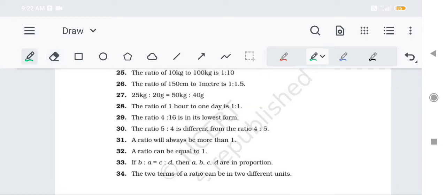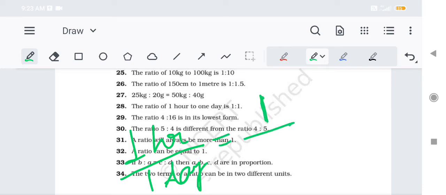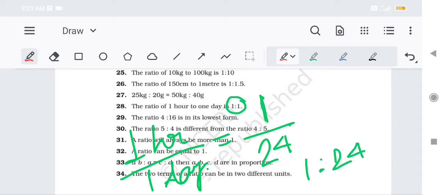Question number 28, it is written the ratio of 1 hour to 1 day. Now see, 1 hour means I'm just writing it here 1, I'm just converting it to the smaller unit, and 1 day means 24 hours. So in the ratio if we convert it we will get 1 is to 24. Here instead of 1 is to 24 it is given 1 is to 1. So this statement is false. Let's come to the next sum.